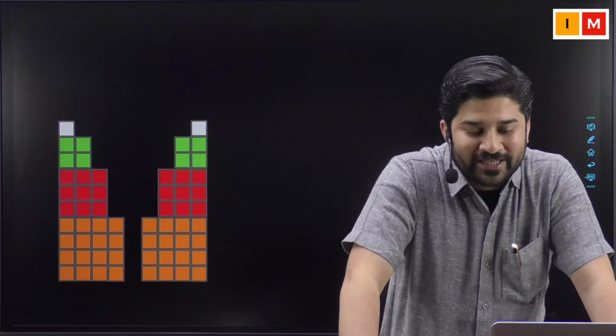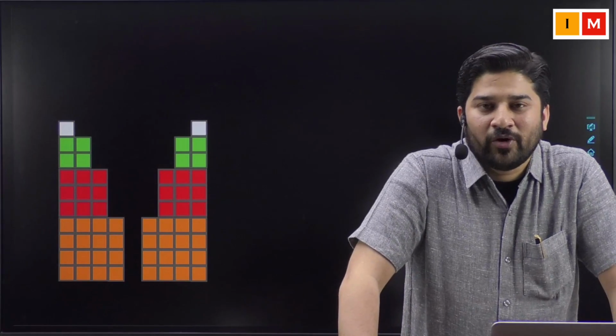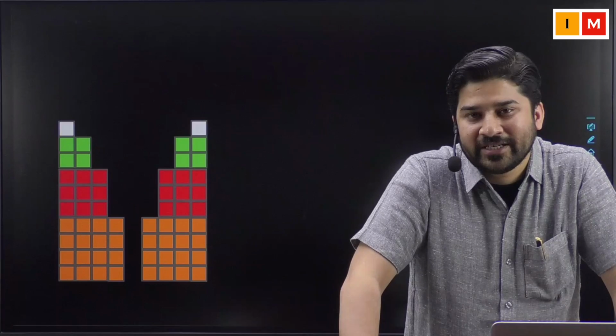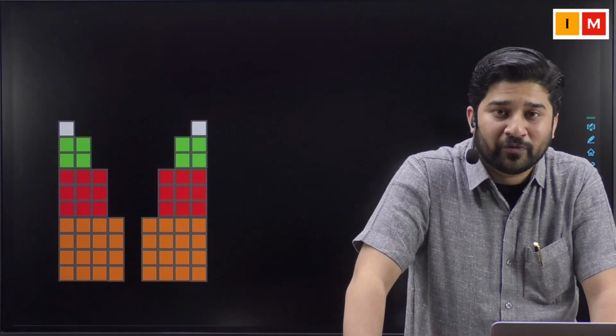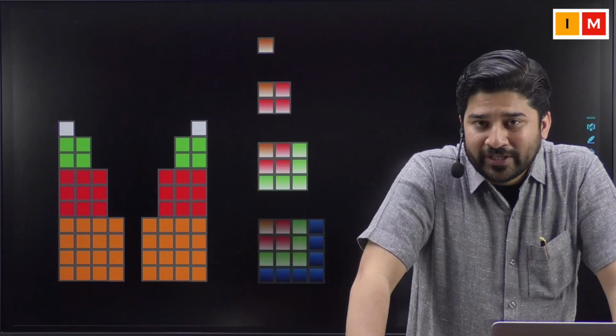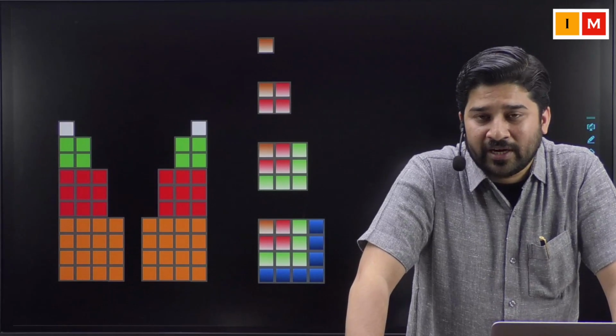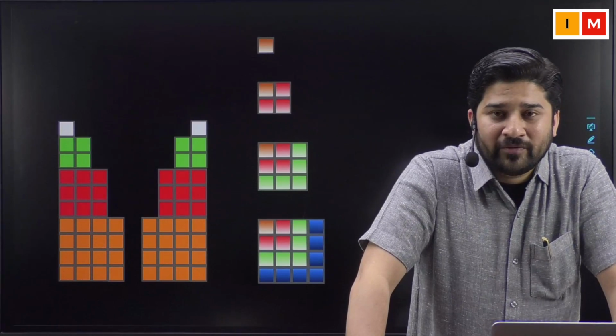What you notice is that you have two towers of 1 square plus 2 square plus 3 square plus 4 square. Now I want you to bring one more copy of 1 square plus 2 square plus 3 square plus 4 square, something like this. Now if you notice, you have two towers which are separated by 1 unit of square.